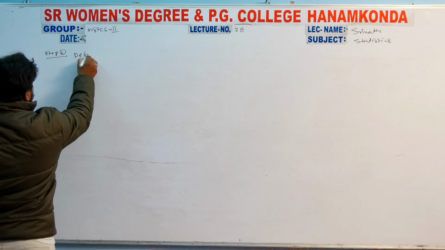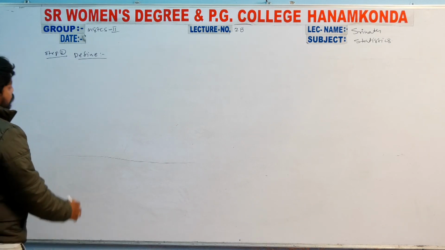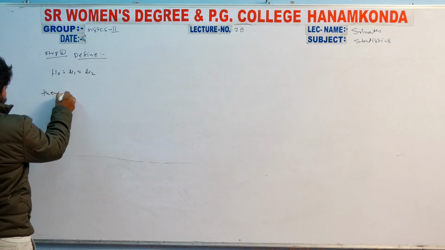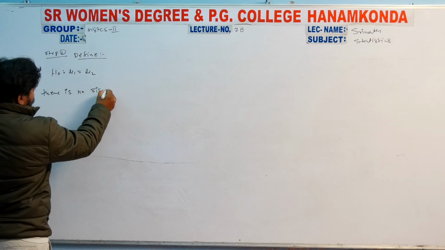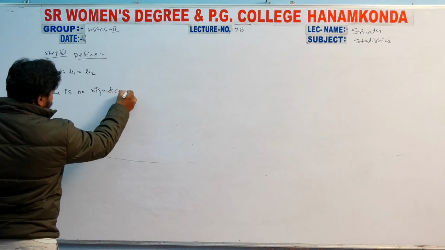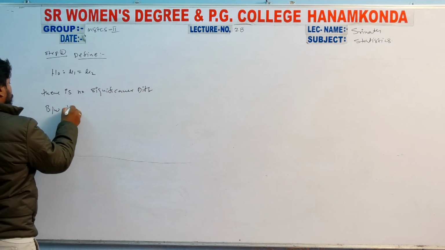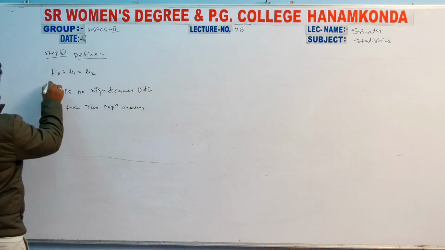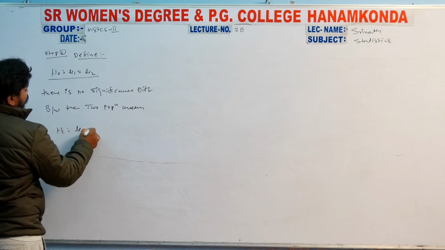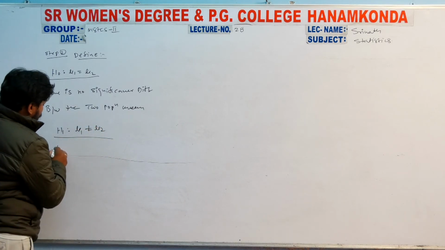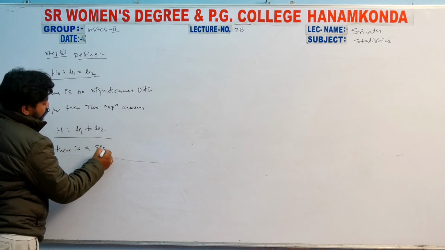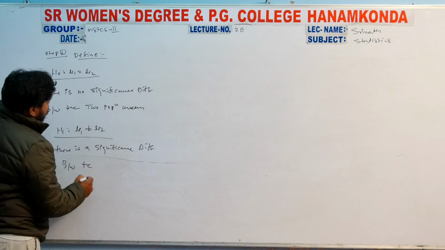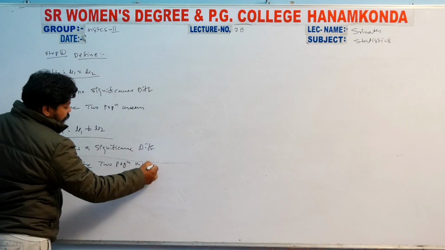Step 2, define. H naught: mu1 is equal to mu2. There is no significant difference between the two population means. H1: mu1 not equal to mu2. This is the alternative. There is a significant difference between the two population means.